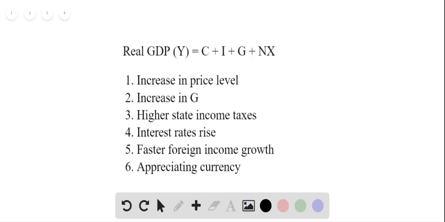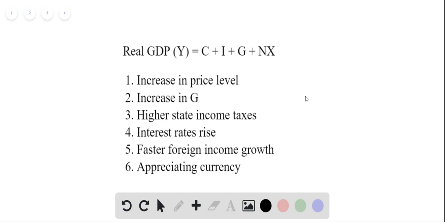Right. Let's consider some factors which would affect the aggregate demand curve and how they would affect it. Just to keep in mind is that the real GDP, or Y, is a function of consumption, investment, government expenditures, and net exports. And our real GDP is essentially your x-axis on the aggregate demand curve.